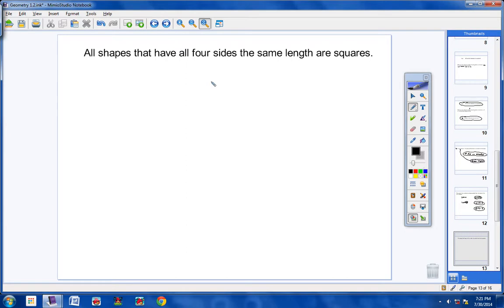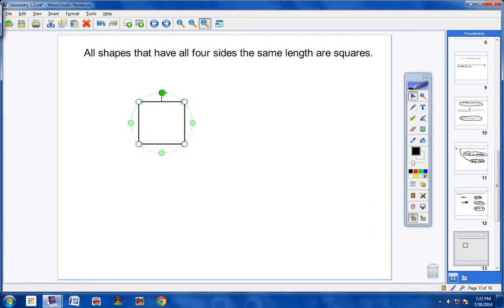Let's take a look at another one. Please copy this in your notes. All shapes that have all four sides the same length are squares. All shapes that have all four sides the same are squares. Now that sounds really good. Okay, it really does. I mean, if all four sides are the same, it looks like a square. Okay, so it looks pretty good to me, but hold it. I mean, let's think about this for a second, okay?